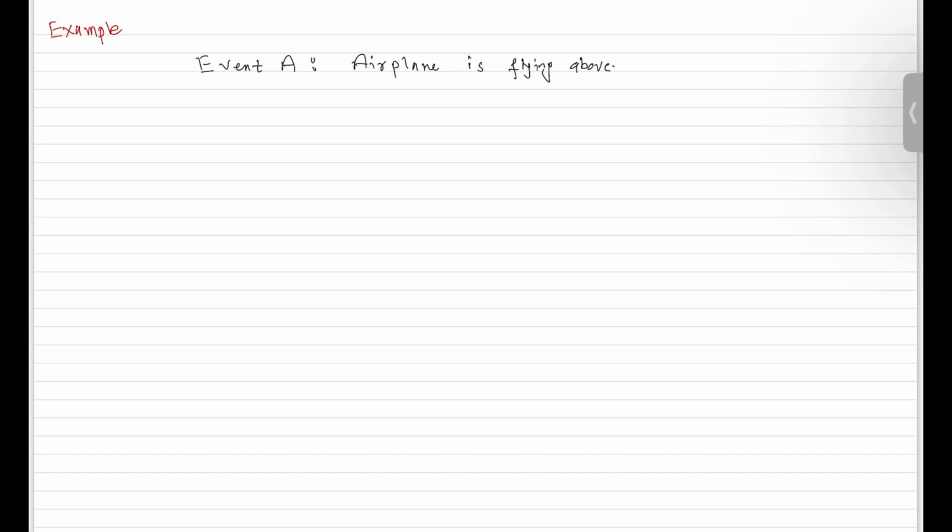Then what will be the A complement? There is no airplane flying in the sky. And if we have to draw the Venn diagram for this particular situation, let's suppose we have our complete sample space and there are two events in it. Either there is an airplane flying above in the sky or there is no airplane flying above in the sky.